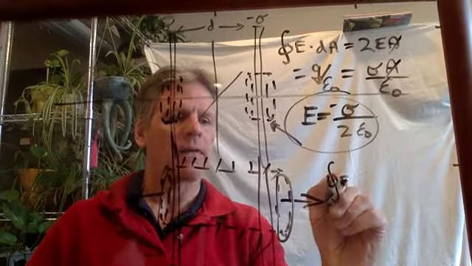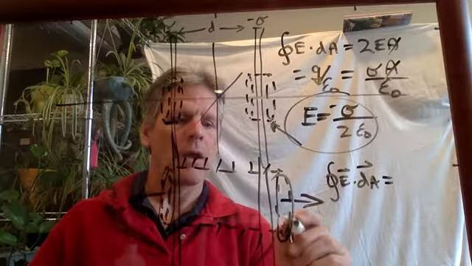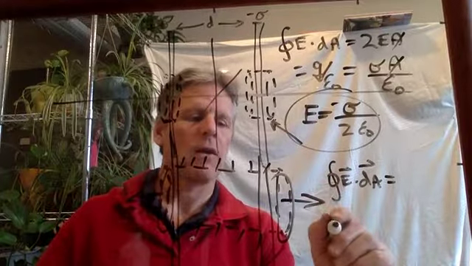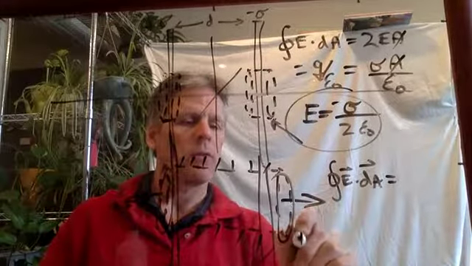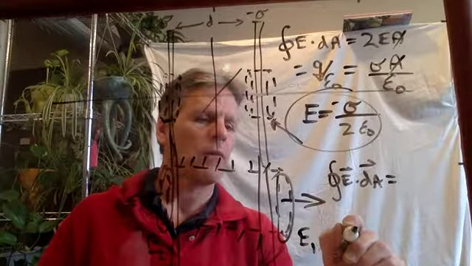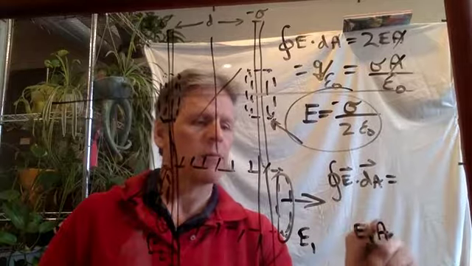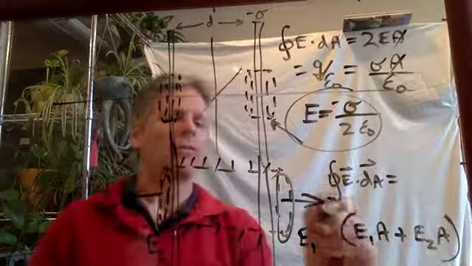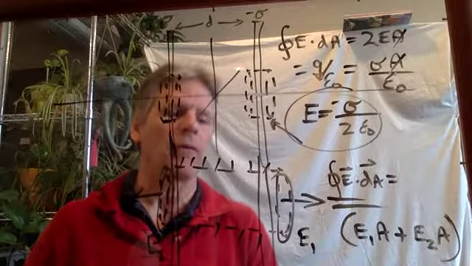So what's that contribution? This integral of E dot dA is going to be equal to, I'll call them E1 and E2. I'll call this E1 over here and this E2 over here. And so what do we have? We have E1 times A plus E2 times A. That's just our closed surface integral.